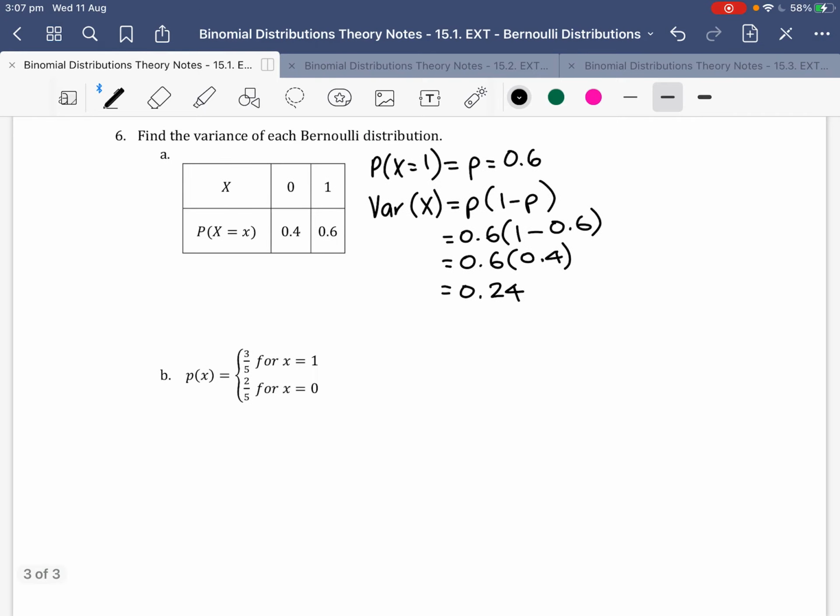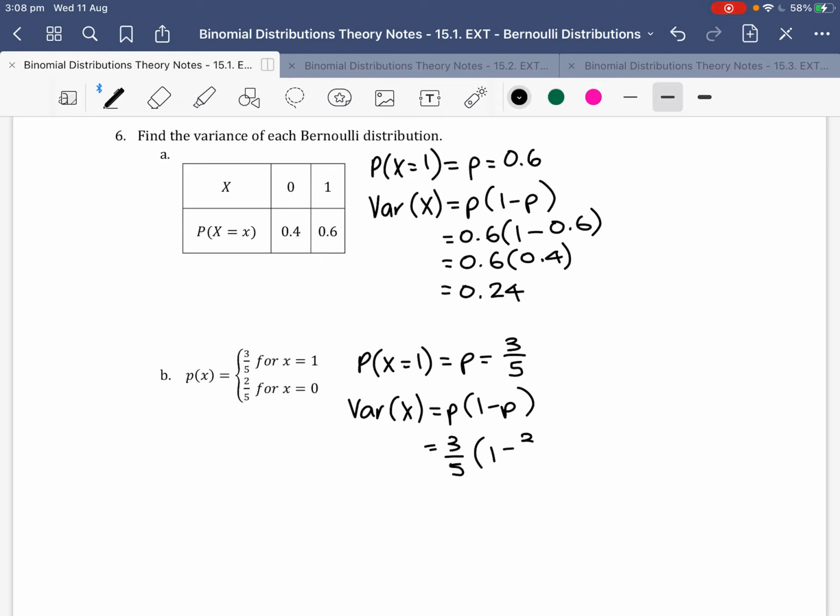For B, we want to find the variance of this Bernoulli distribution. The probability of X equals 1 is equal to p, which equals 3 over 5. So our variance of X is p(1 minus p), which equals 3 over 5 times (1 minus 3 over 5). So what this equals is 3 over 5 times 2 over 5, and when we multiply the two together, it equals 6 over 25.